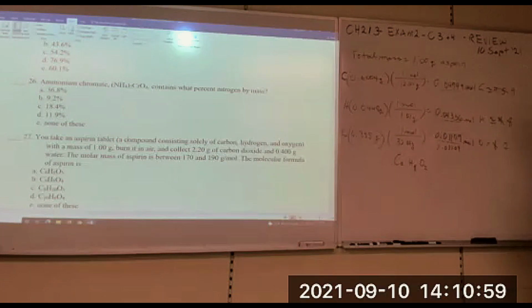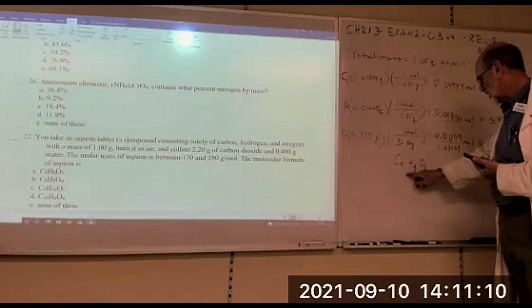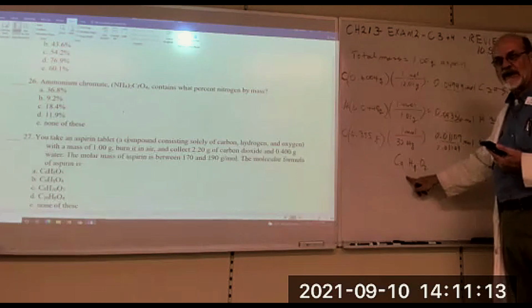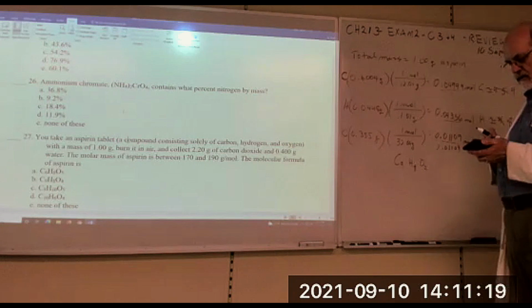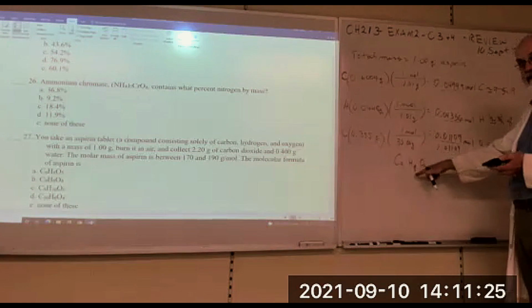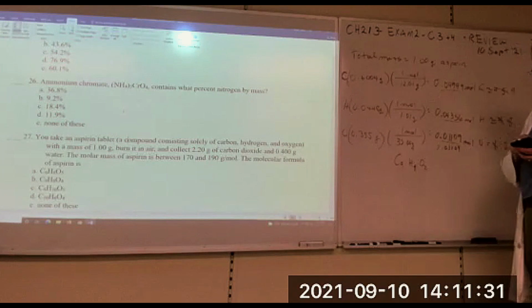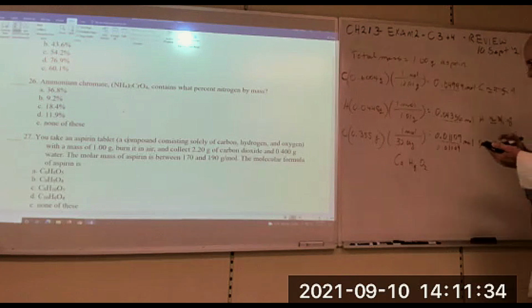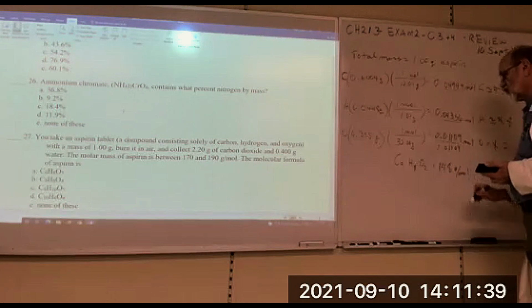Did I do that right? So what's the empirical weight for this formula? 9 times 12.01, and then add 8.08 for hydrogens, 8 times 1.01, and then 32 for oxygen. It's 148. 148 grams per mole.